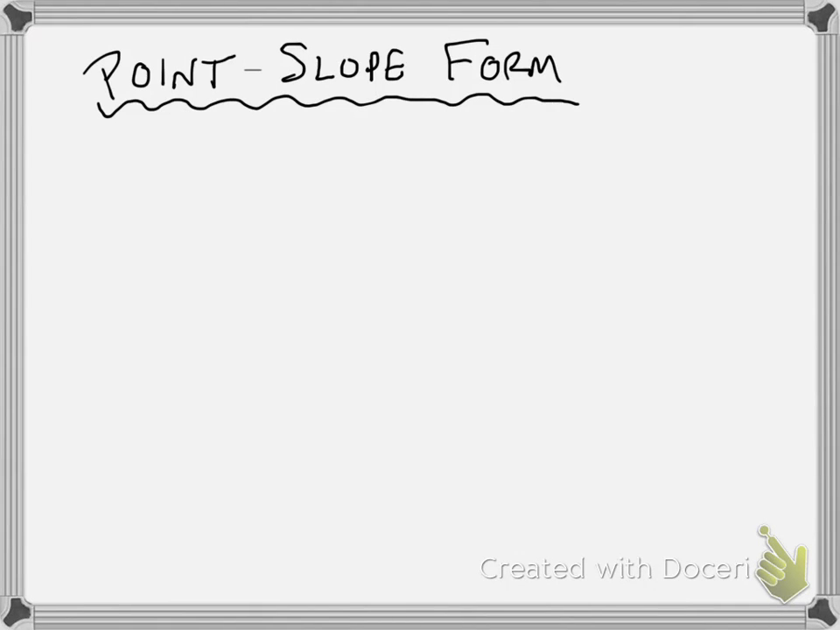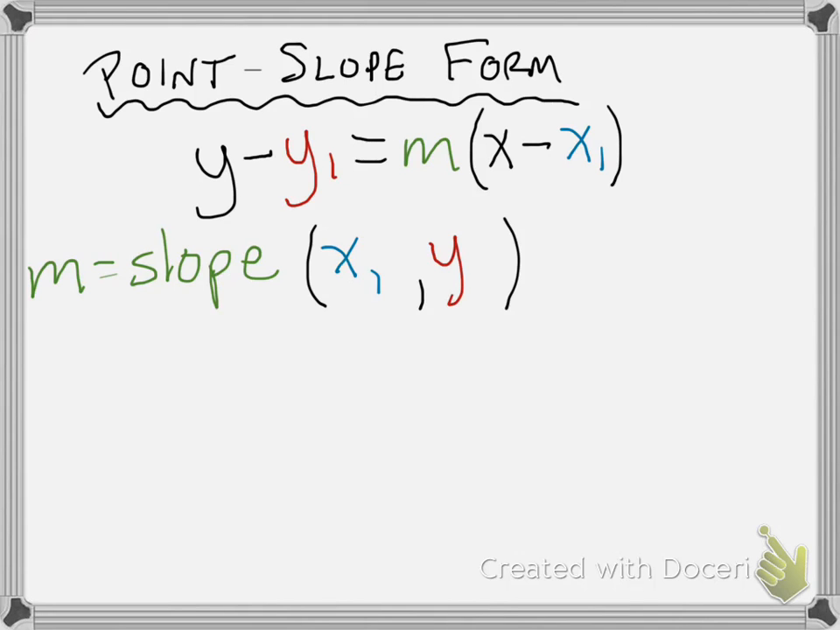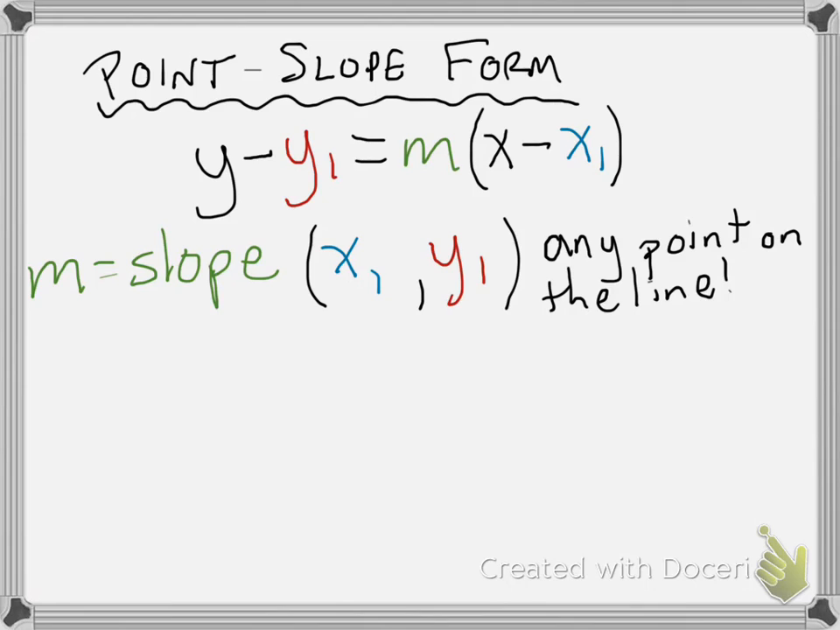Hello. Today we are learning about a third form of a linear equation. This form is called point slope. It's called point slope because you know the slope and a point right from the equation. So our point slope form is y minus y1 equals m times x minus x1. M, just like it has been in every form when we've seen it, m is our slope.